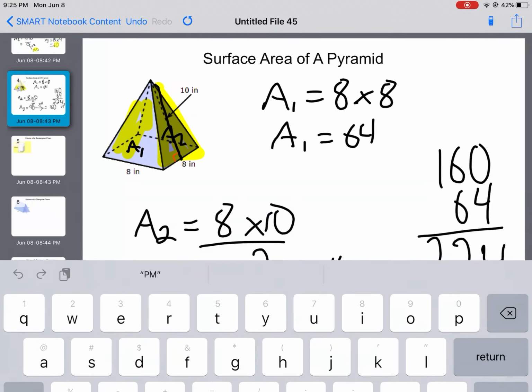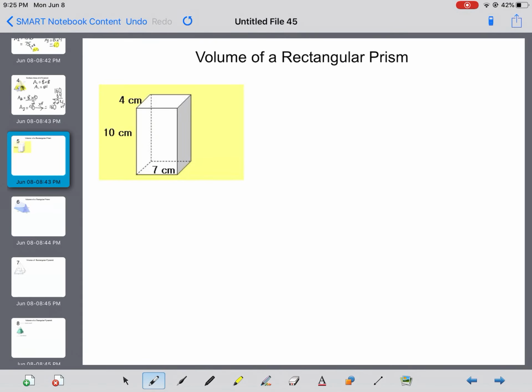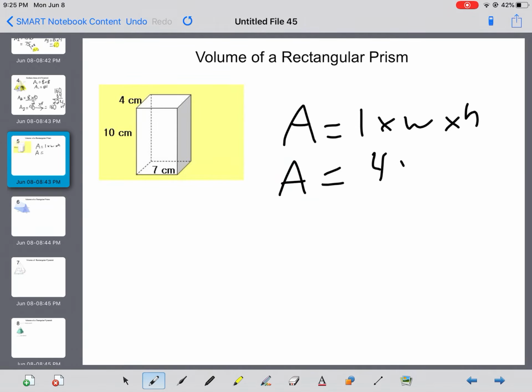All right, now we get to volume. Volume of a rectangular prism is actually one of the easiest ones. When we find the volume of a rectangular prism, we just do the length times the width times the height. Or really, you can think of it of just multiplying by all 3 numbers that you see. So we would get 4 times 10 times 70.